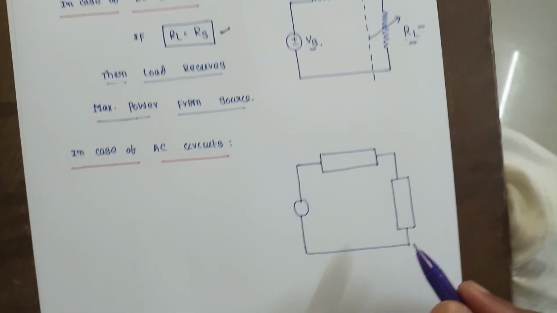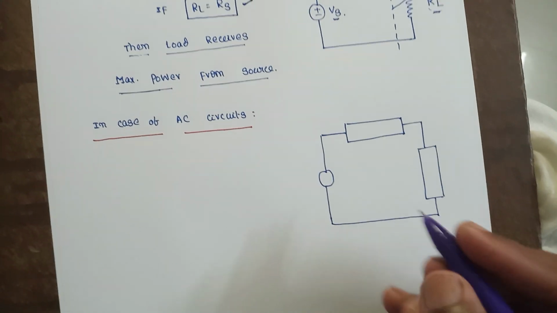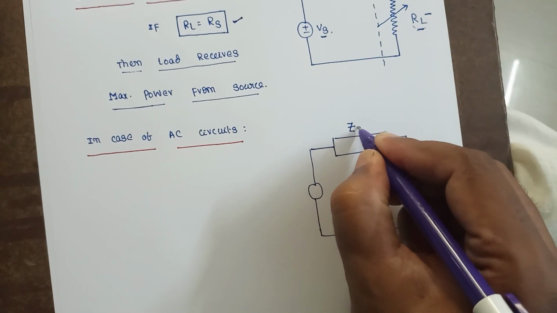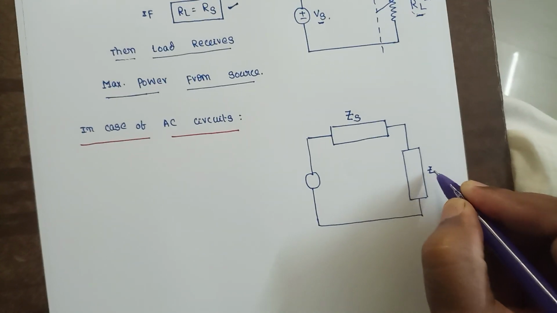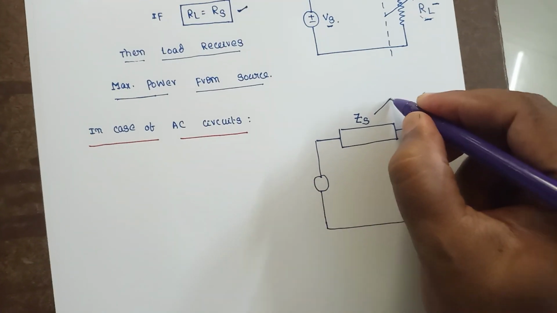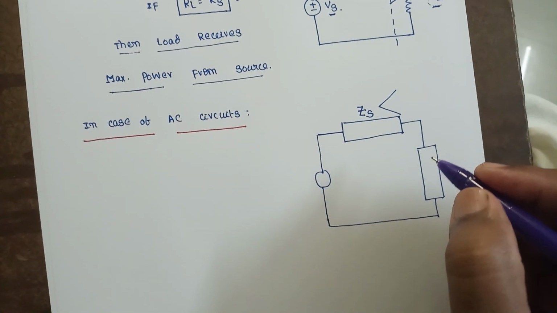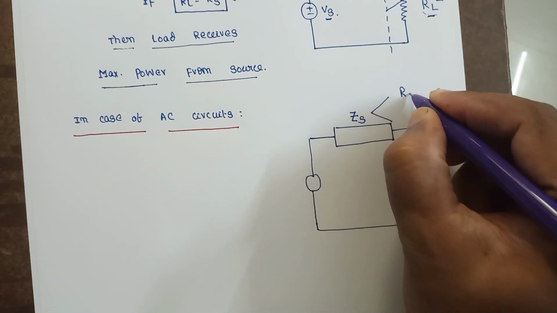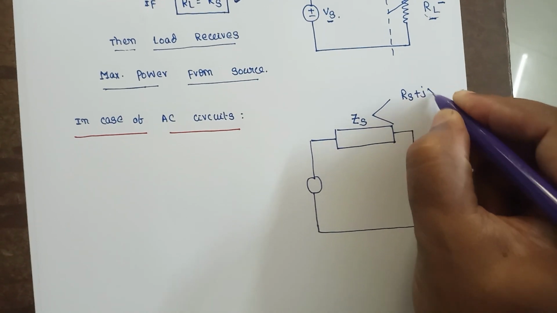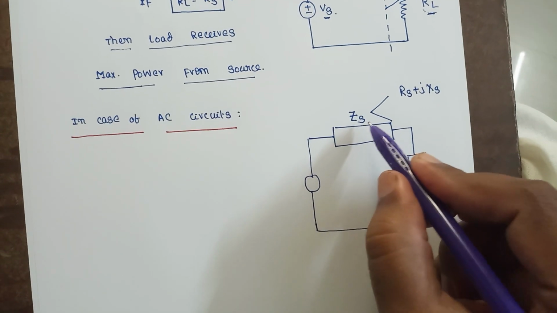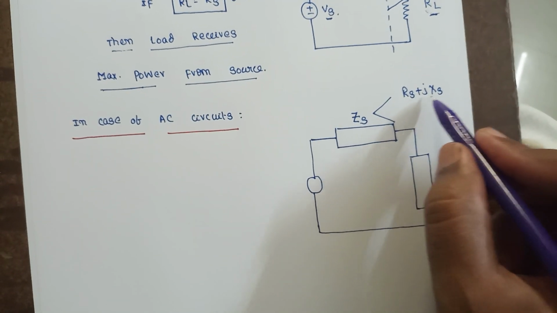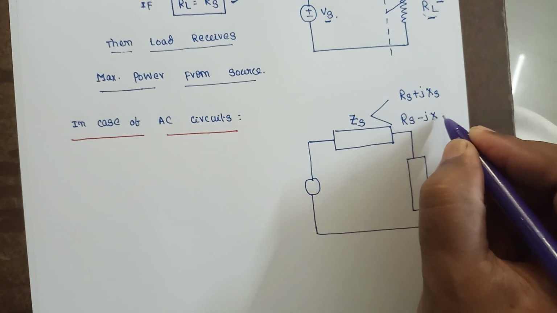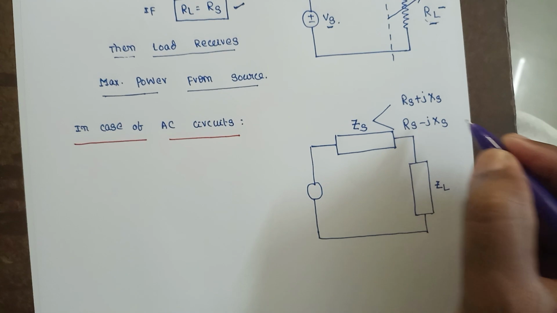So that's why in the case of AC circuits, instead of resistance we have impedance. In general, that impedance may consist of either inductive reactance or capacitive reactance. So in general it is Rs plus jXs. If the impedance consists of inductive reactance, then it is Rs plus jXs. If the impedance consists of capacitive reactance, then it is Rs minus jXs.